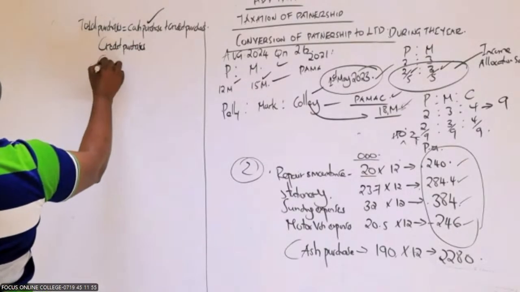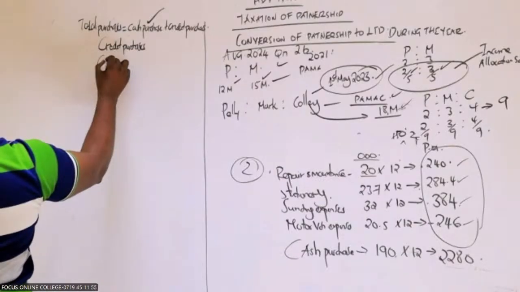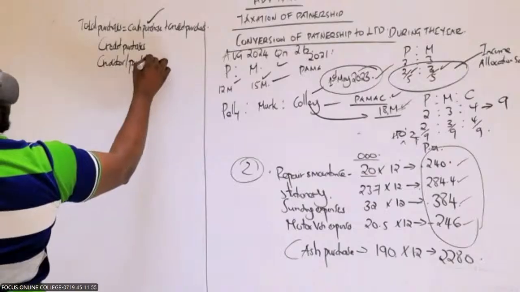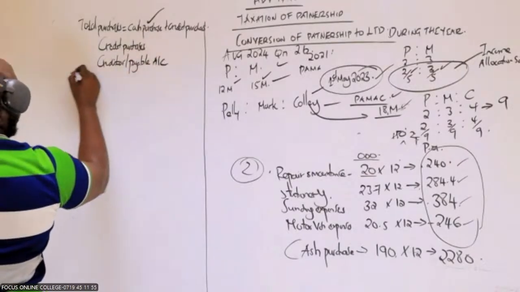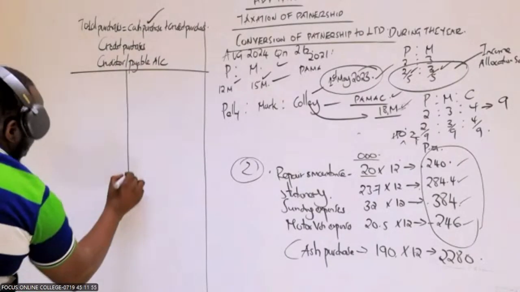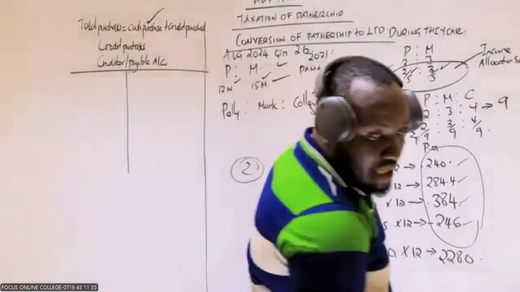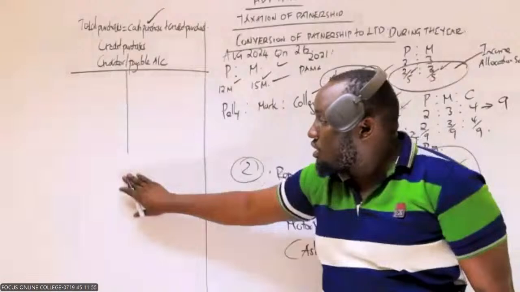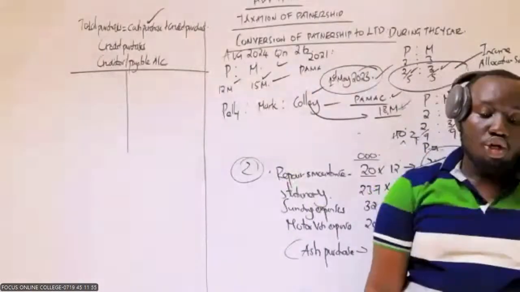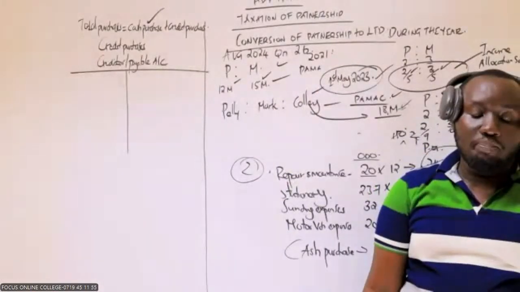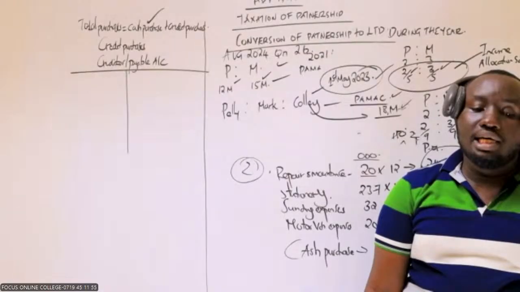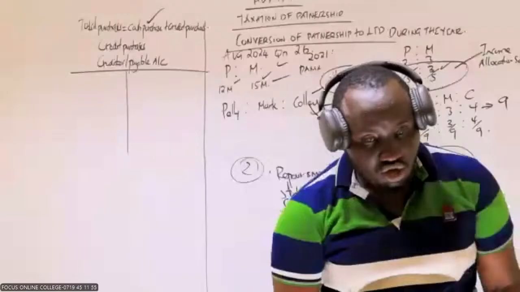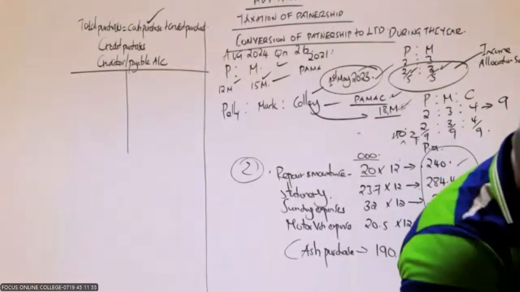I open what we call the creditors, so what we call the payable account. We open the creditors, the payable accounts. Are we together on that?